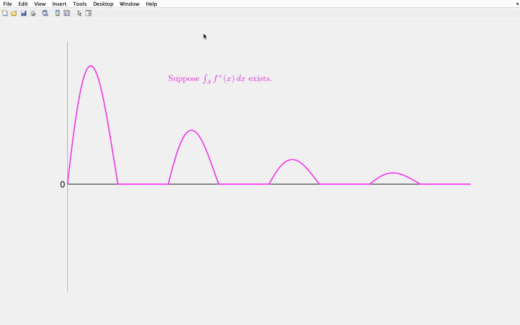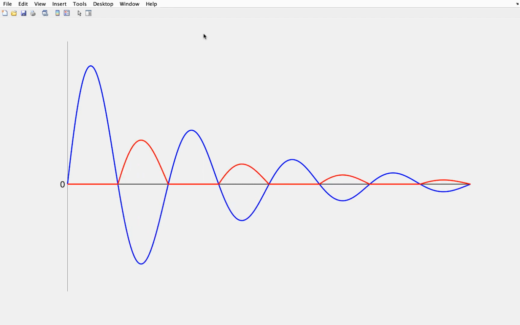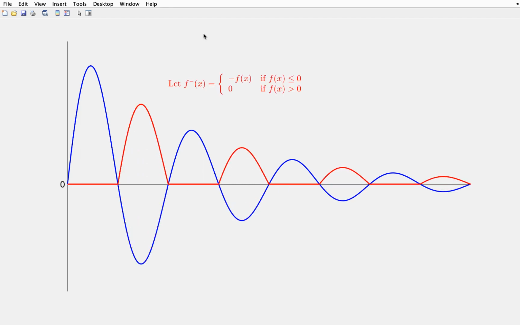And suppose that the integral of f plus exists. We know how to analyze the integral of f plus over an unbounded domain because we've already defined that scenario, because here f plus is non-negative by definition. And similarly, we're going to look at f negative separately. F negative is the negative part of it. In order to analyze the negative part, we're going to just flip it by multiplying by -1 so that it becomes a non-negative function.